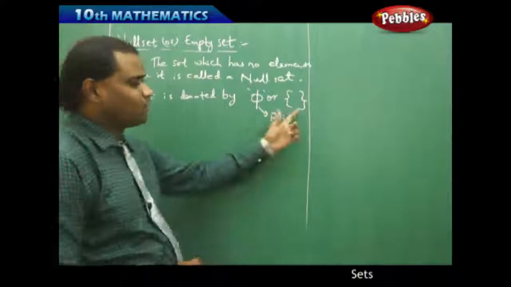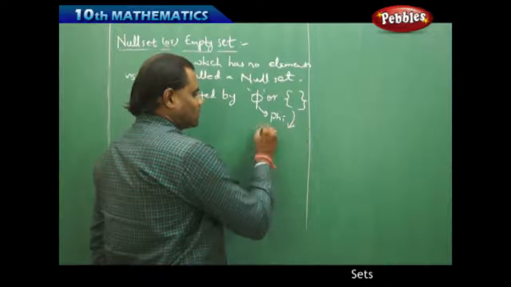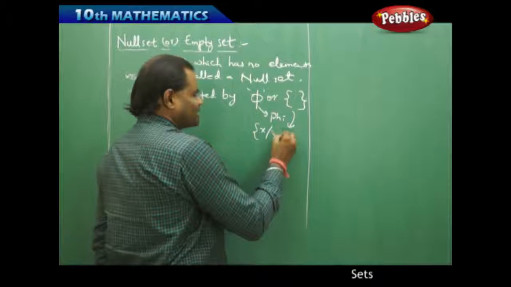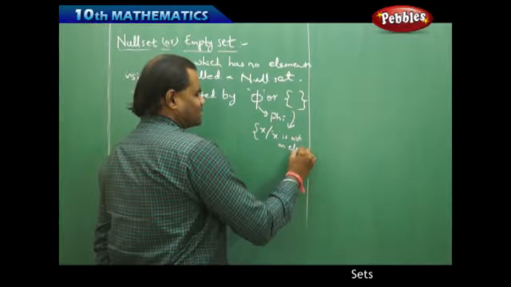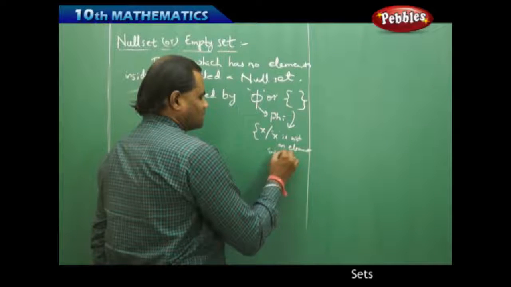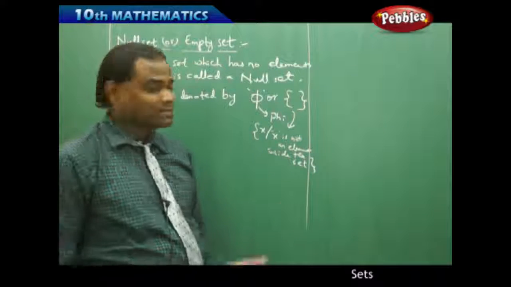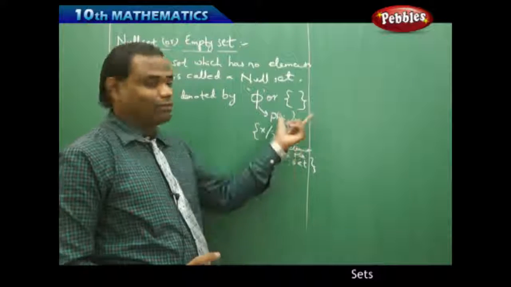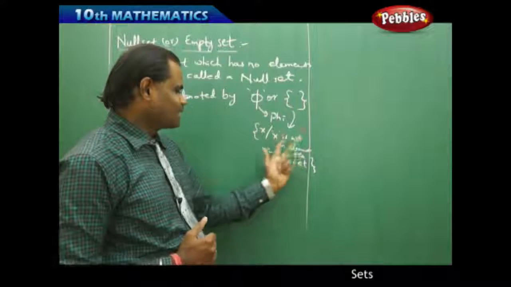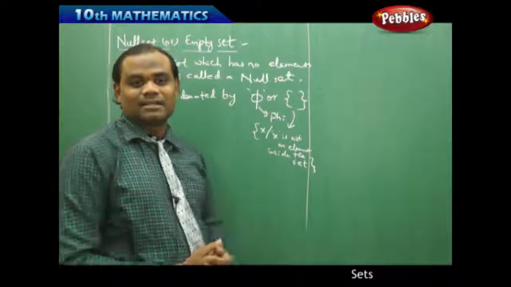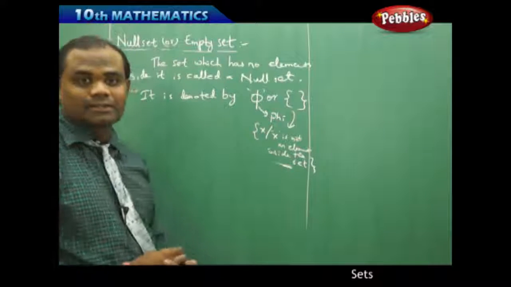How do I write the set builder form of this roster form? It's very simple. I write it as x such that x is not an element inside the set. So the set builder form of the null set is x such that x is not an element inside the set. There's no element. This is how I write the null set.